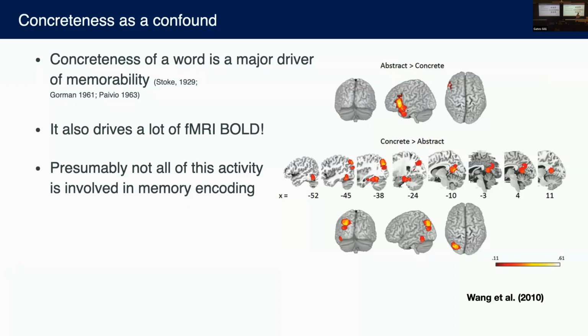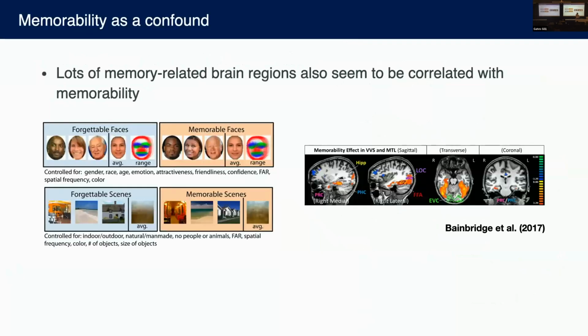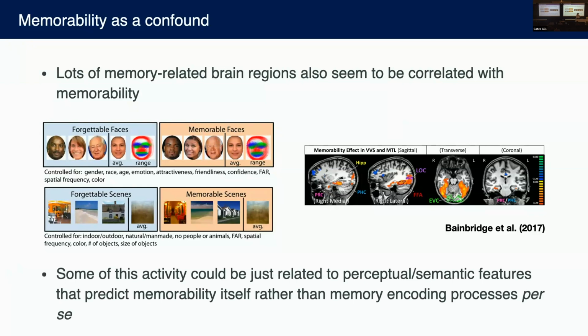Presumably not all of this activity is actually involved in memory encoding. It's just processing the word, but maybe doesn't have any causal impact on the memory encoding. And so we actually have this big giant confounder, which is concreteness, and we don't even know what the SME is really measuring. In fact, William Bainbridge and colleagues have shown that just memorability in general, more memorable images, have different patterns of brain activity than less memorable images. Some of this activity could just be perceptual or semantic features that make something more memorable, like maybe red things are easier to remember than green things. I don't know if that's true actually, but it could be.